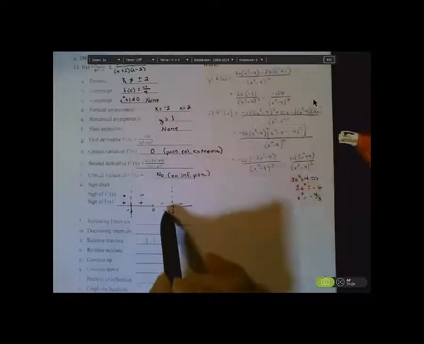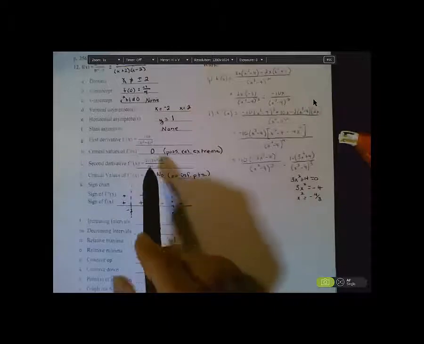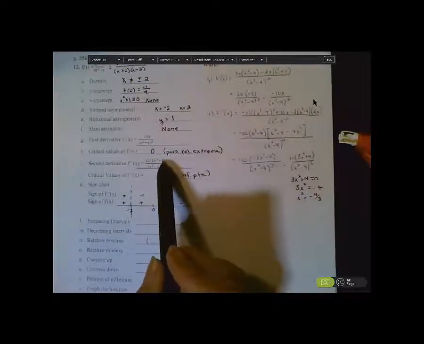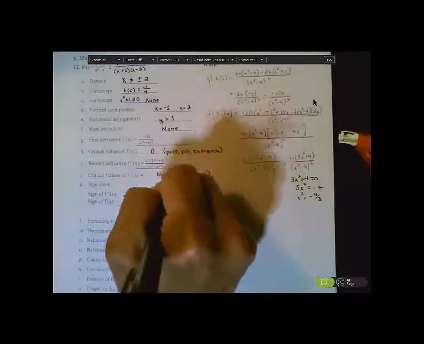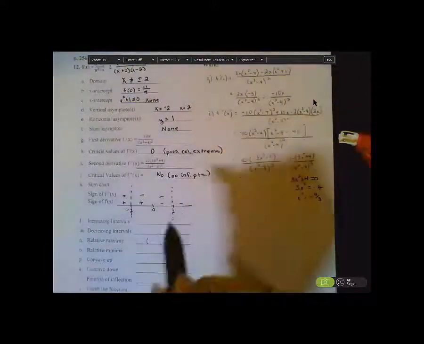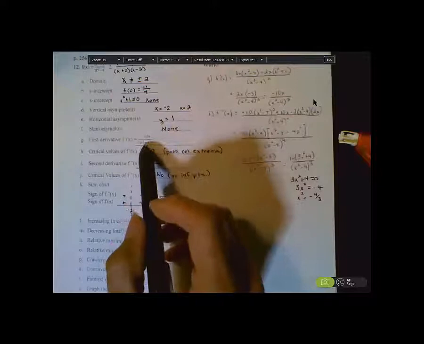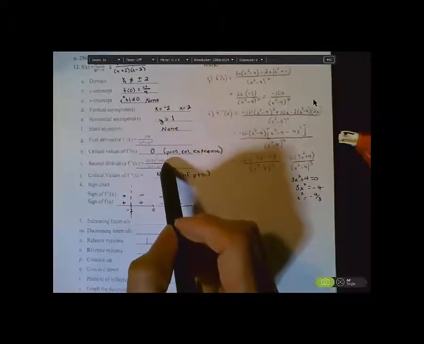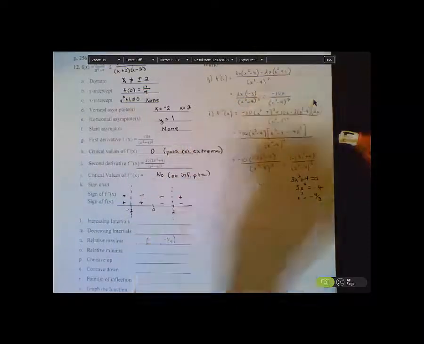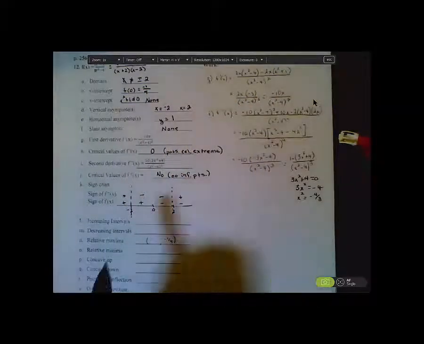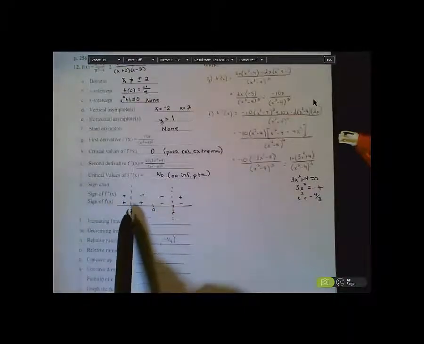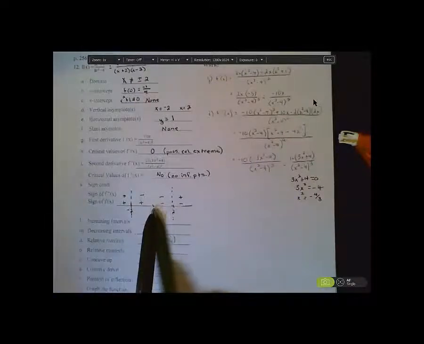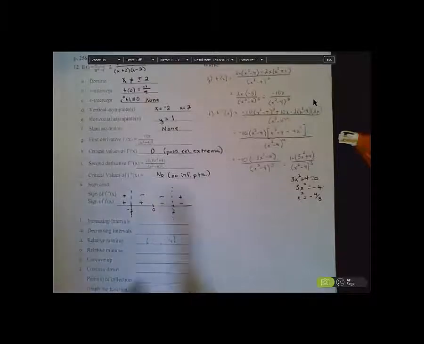All right, the test point 1 into the second derivative would give me the numerator's positive, the denominator's negative, so the whole thing would be negative. And then if I substitute 3 into the second derivative, I would get a positive over a positive is positive. So I know the sign of the first and second derivative in all of the intervals that I'm concerned with: to the left of -2, between -2 and 0, between 0 and 2, and then to the right of 2.